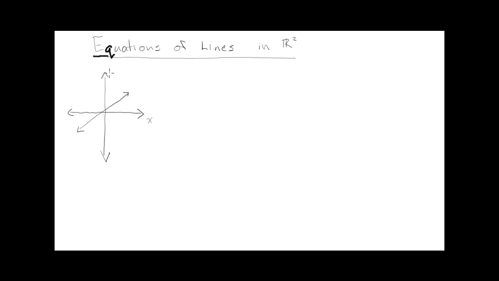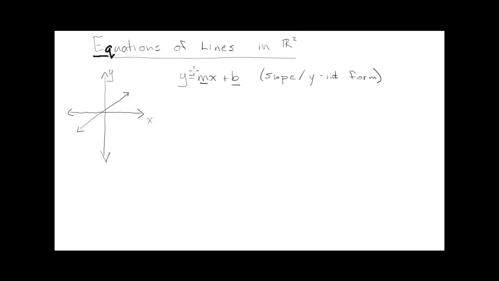you know that the equation of a line might look like this: y equals mx plus b, which is what we call slope y-intercept form, right, where m is the slope, b is the y-intercept.